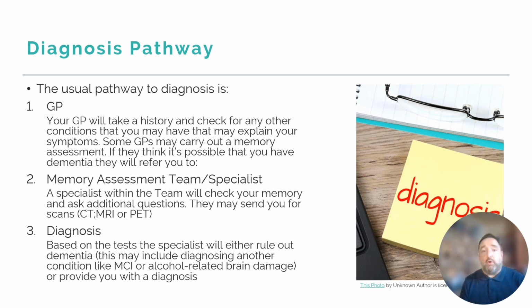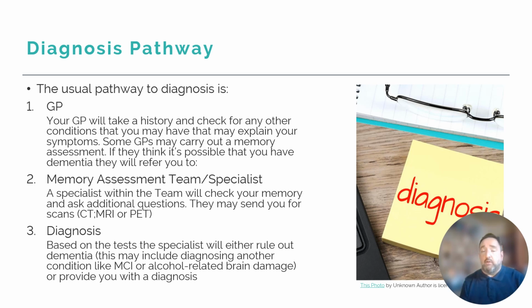If they think it's possible that you have a dementia, they will refer you to the second part of the pathway, which is a memory assessment team or a specialist. A specialist within that team will check your memory and ask additional questions. They may send you for scans, CT, MRI, PET. You may have had blood tests at this point from either the GP or the memory team. Again, this is about ruling things out as much as it is about ruling things in.